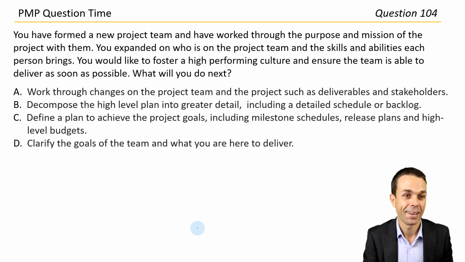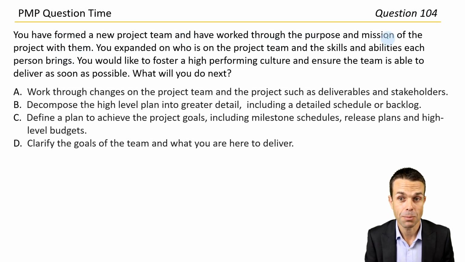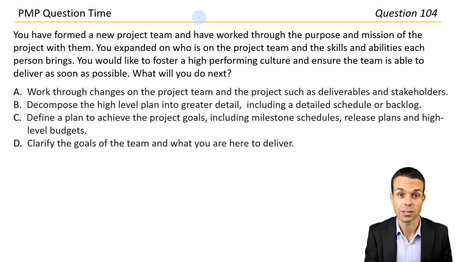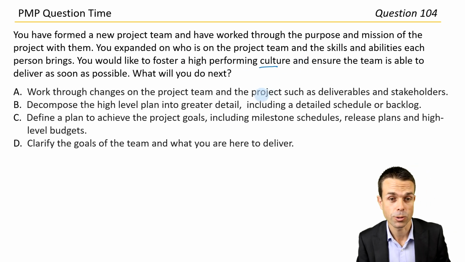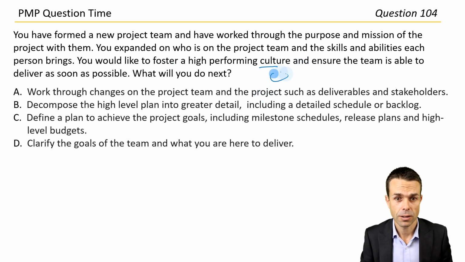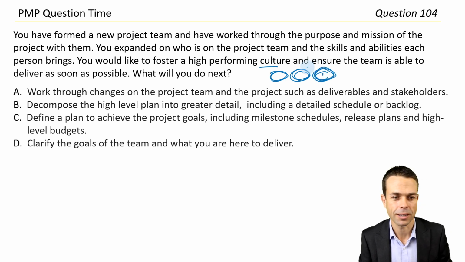Let's keep going. You have formed a new project team and have worked through the purpose and mission of the project with them. Good. You expanded on who is on the project team and the skills and abilities each person brings. Great. You would like to foster a high-performing culture and ensure the team is able to deliver as soon as possible. What are you going to do next? Okay, so we've done the vision. We've done the who. So now do we do the what? So what do we do like as a project? Maybe high-performing culture. I wonder if that's any clues as well.